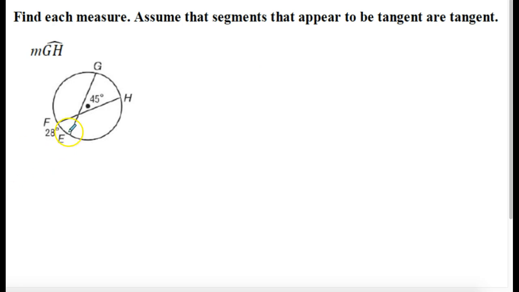How about this one? Okay, so this one is slightly different. We are given this interior angle, and my goal is to find the measure of arc GH. I'm going to call that my x. That's what I want to find. Well, my setup is the measure of the angle, this angle is 45 degrees, is equal to 1/2 of the sum of the two intercepted arcs. So my intercepted arcs are 28 and x. This would be my setup for a problem like this.